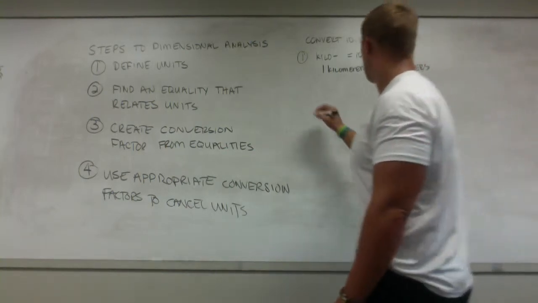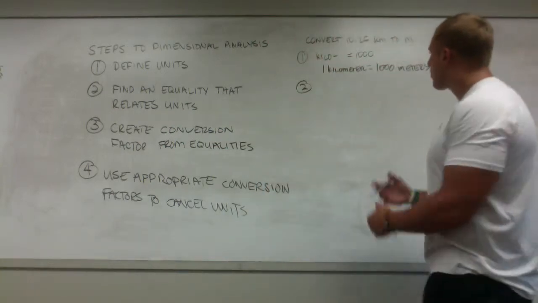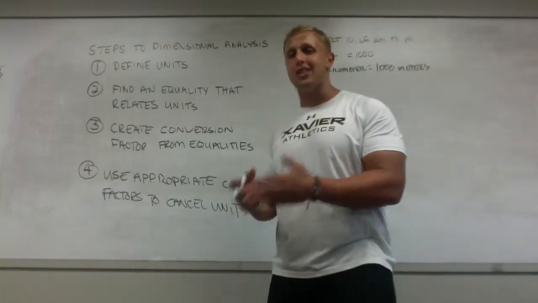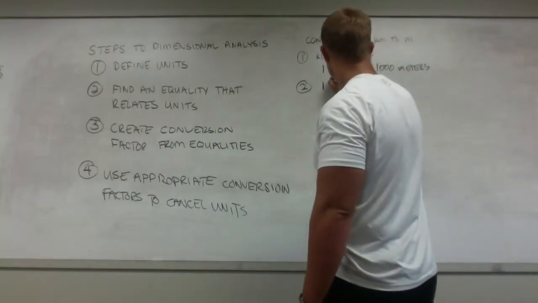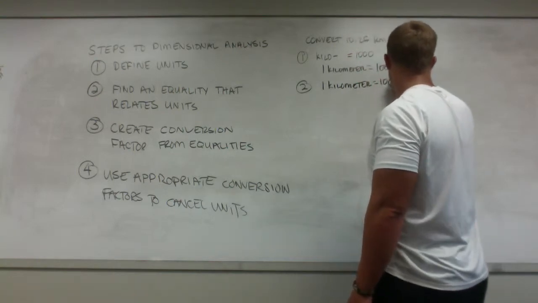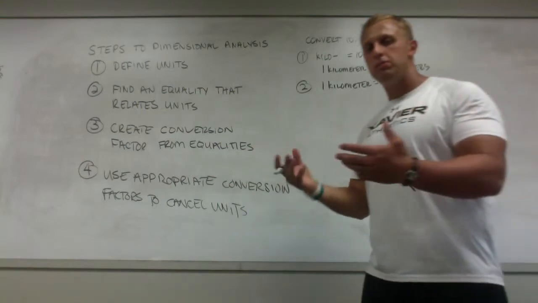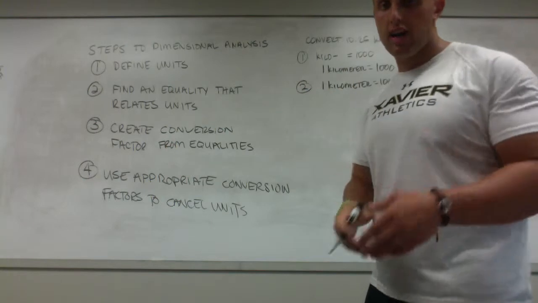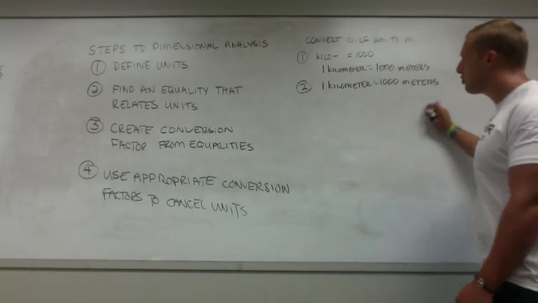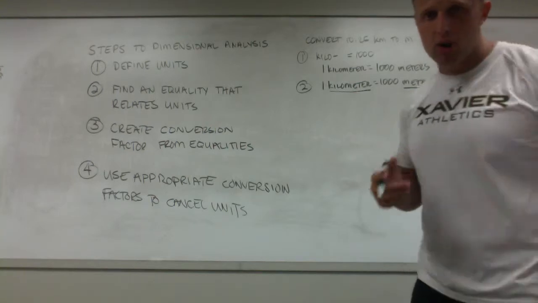All right, so now step 2. We're going to use our defined units, and we're going to find an equality that relates those units. Well, we've already found our equality from the definition of our prefixes. Kilo means 1,000. That means 1,000 meters, right? So 1 kilometer equals 1,000 meters. We can also say 1 meter equals 1/1000th of a kilometer. We can say both. All right, so step 2 is done. We found an equality that relates our 2 units.